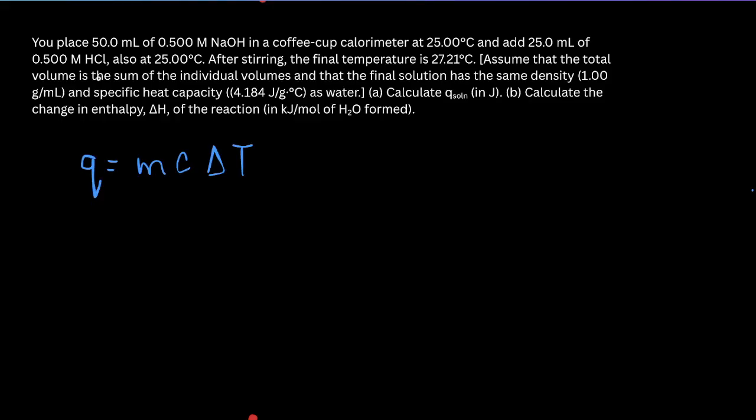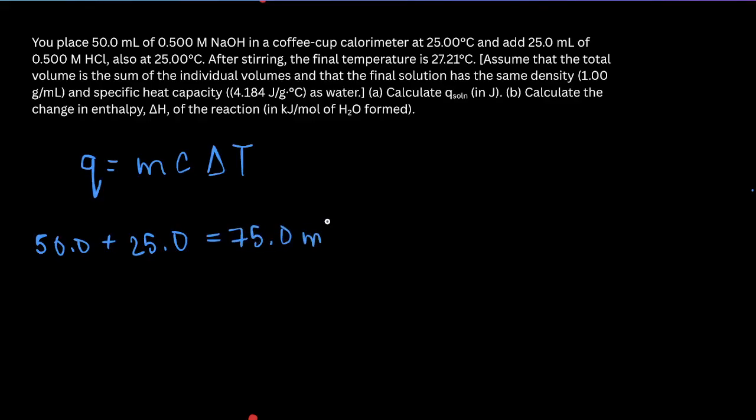All right, so if we need the mass, how are we going to find it? Well, we need to go from our volume in milliliters to mass in grams, and we can do that using our density. Let's see how that would work. Firstly, we're looking at the total mass, so we're going to need to calculate the total volume, which we're told to assume is just the sum of the two solutions. So that means that our volume is going to be 50 plus 25, or 75 milliliters.